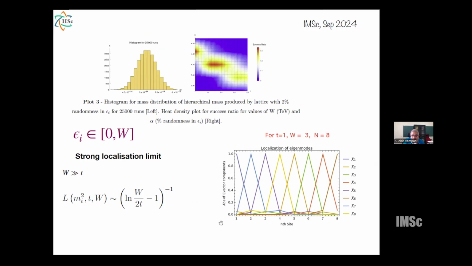graph here, in which I have plotted on the x-axis the site number 1, 2, 3, 4, 5. This is for 8 sites, and W is equal to 3. These are in units of TeV. And so when you randomly generate them, all the modes are completely localized.